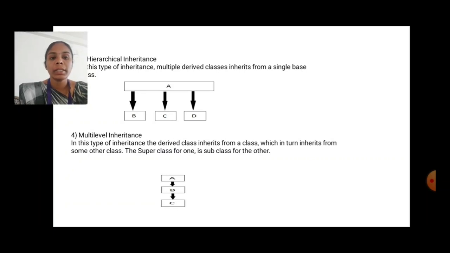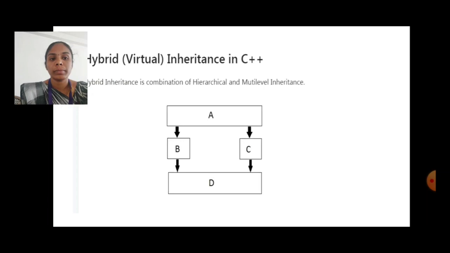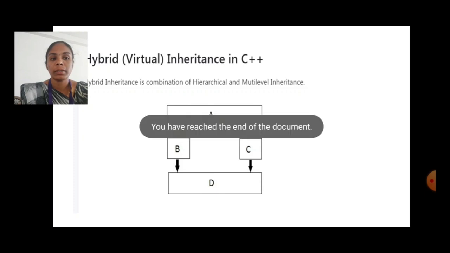Multi-level inheritance is an inheritance in which a derived class inherits from a class which in turn inherits from another class. The superclass for one is the subclass for another. Hybrid inheritance is a combination of hierarchical and multiple inheritance.